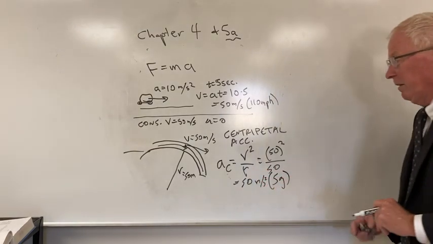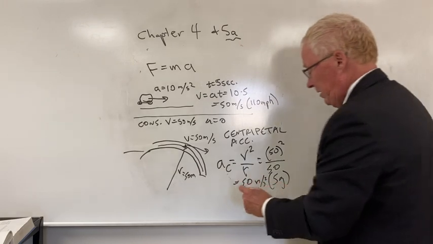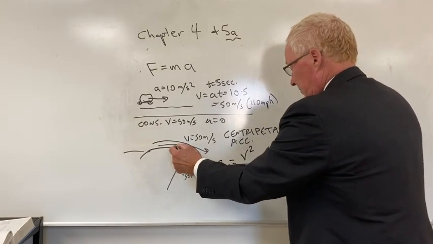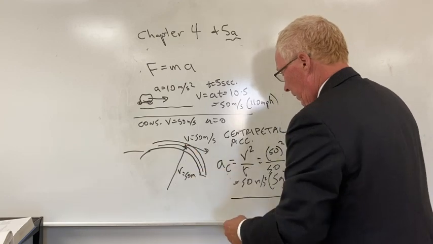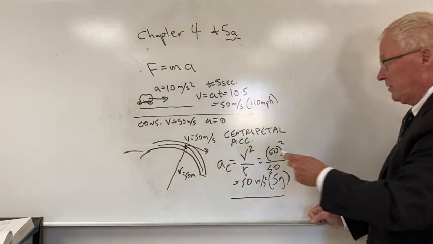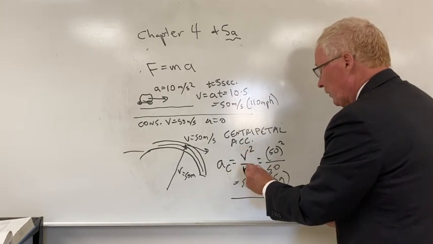That would be a very hard turn. I mean, 50 meters is not very wide, and to take it at that speed would be very hard. So if you have any slickness on the road, you go flying off. So that's centripetal acceleration. It depends on the speed and the radius of curvature.